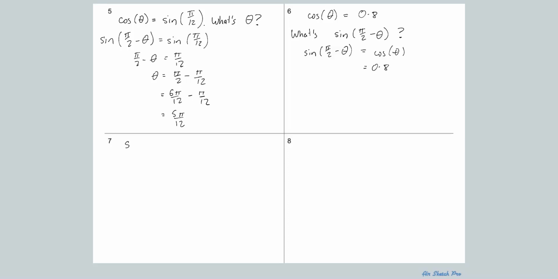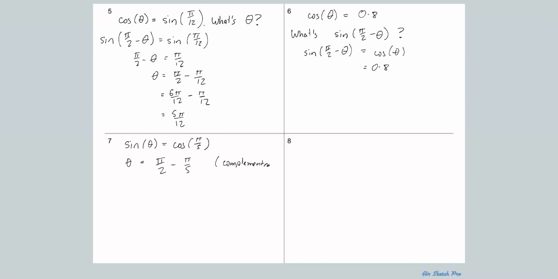So sine of theta equals cos of pi on 5. What's theta? I'll pause the video, give you a minute to do it. Okay, so solving this, again, it's okay if you didn't quite get there. Theta equals 90 degrees minus whatever pi on 5 is. So pi on 2 minus pi on 5. The reason why is because they're complementary.